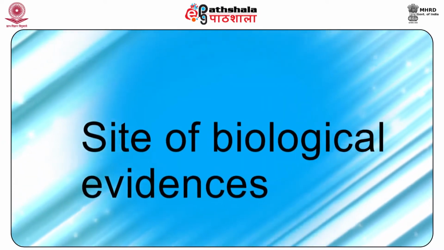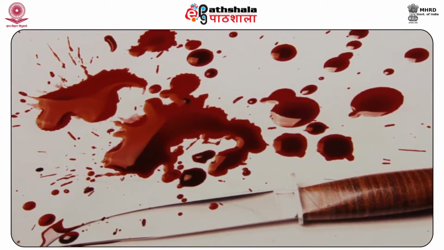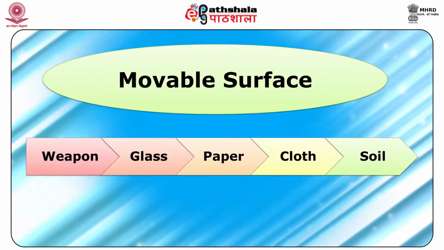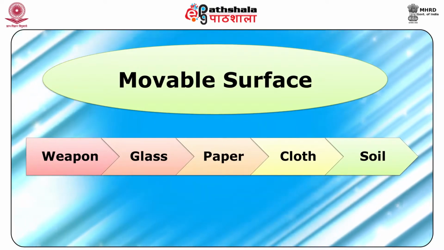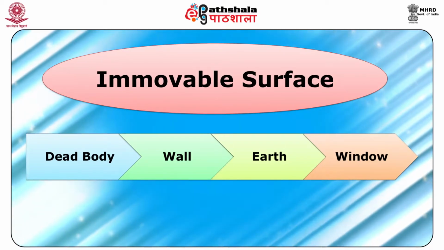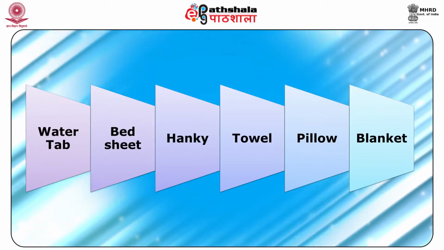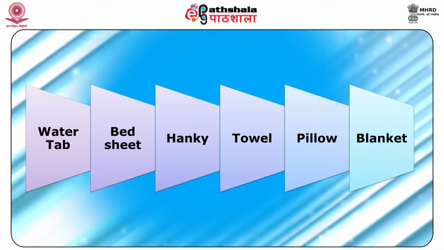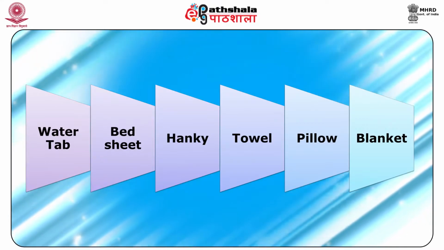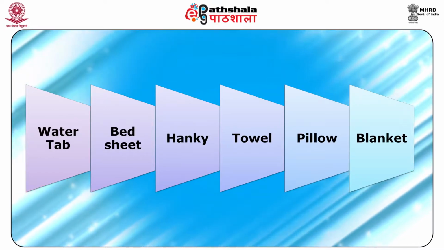Site of biological evidences. First is blood. The nature of blood is that it is found to be red in color on movable surfaces like weapon, glass, paper, cloth, soil, vehicle, wood, etc., and on immovable surfaces like dead body, wall, windows, etc. Any articles like water tap, hanky, towel, bed sheet, pillow, blanket, certain mat are also examined at the time of collection at the crime scene because the criminal may come in contact with the article during committing the crime.